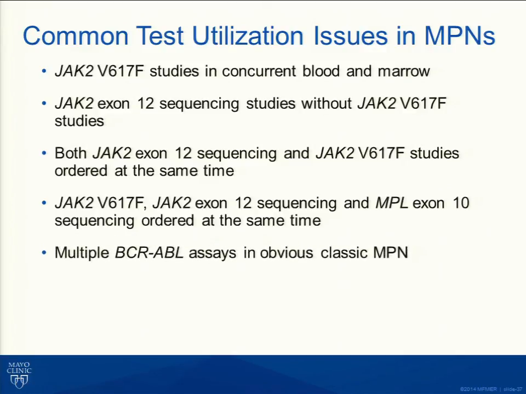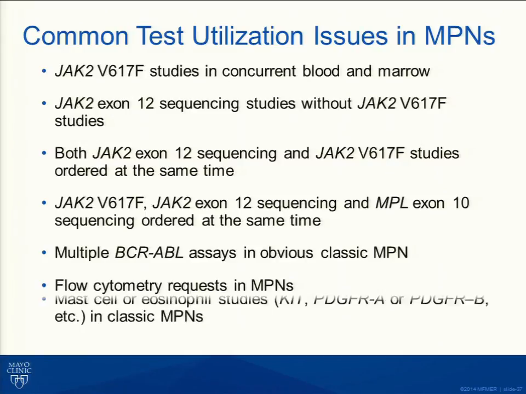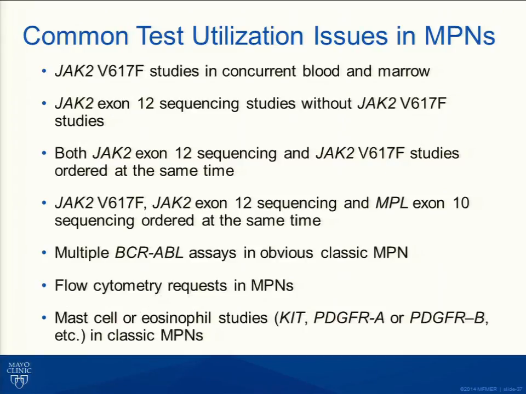Multiple BCR-ABL testing ordered in obvious classical MPN cases. Flow cytometry ordered, mast cell or eosinophilic studies ordered. So if you follow the algorithm, we will be able to cut out many of the unnecessary testing.